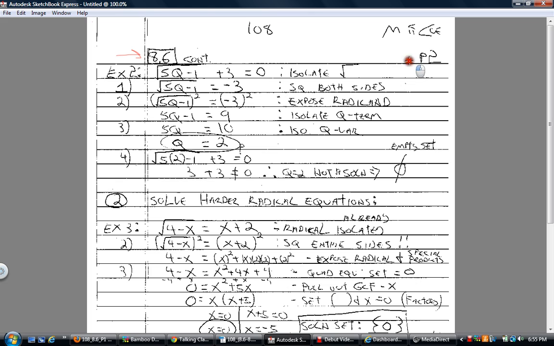Hey, taking on page number 2. Going to tackle some equations with radicals that are just a little harder than what we saw on the last page, but my theme for this page is we are not scared of no radicals.